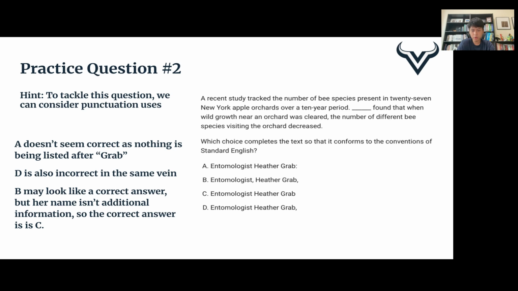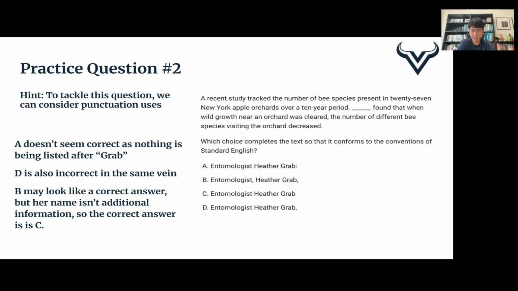B may look like a correct answer, but her name isn't additional information. If you have a comma both before and after her name, it suggests that it's an insertion, but it's clearly not the case, because entomologist Heather Grab means Heather Grab with the occupation of entomologist. Her name, again, is not an insertion, it's all part of the same phrase. So you do not need a comma both before and after. The most straightforward option and the correct one is C, with no punctuation.